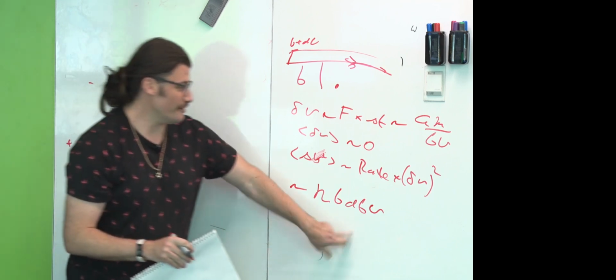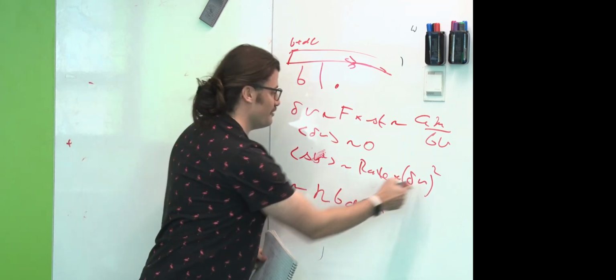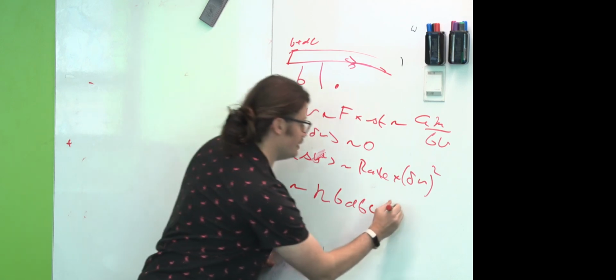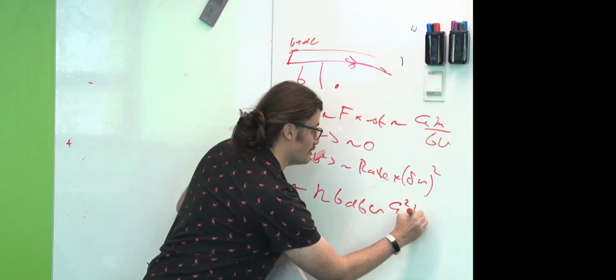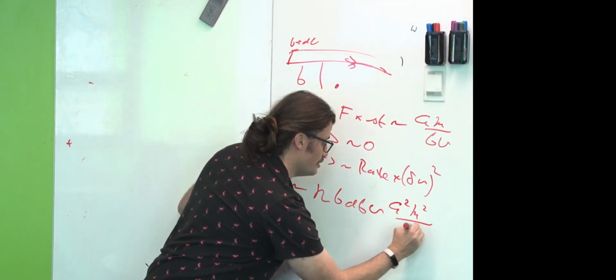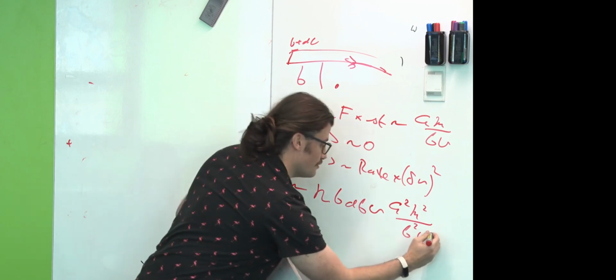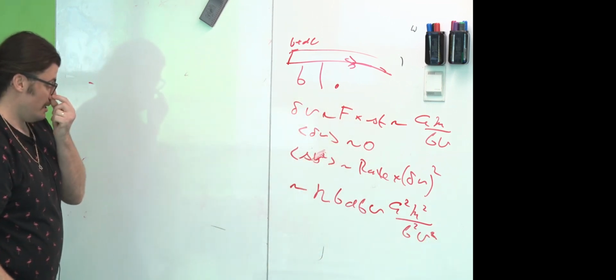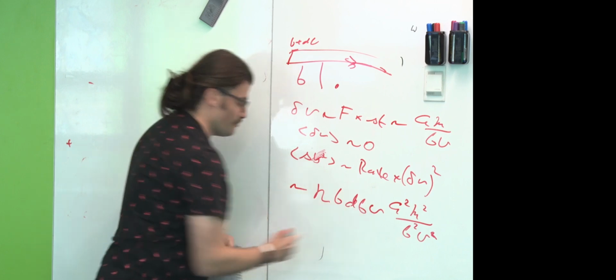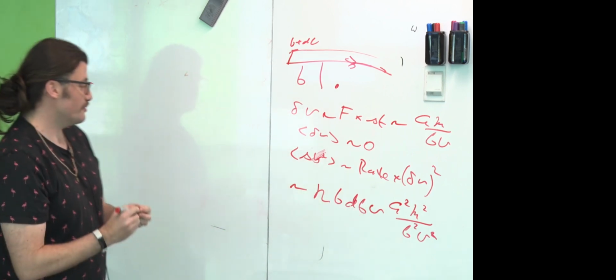So that's the rate that we have. And I'm just going to plug in this delta v here, which is essentially G squared M squared over b squared v squared, which is nice. And then, so we have this. Why am I doing this, you wonder?